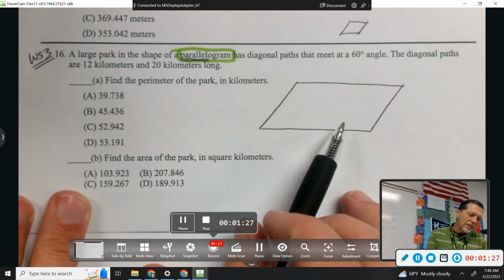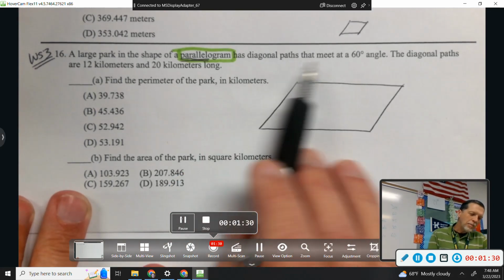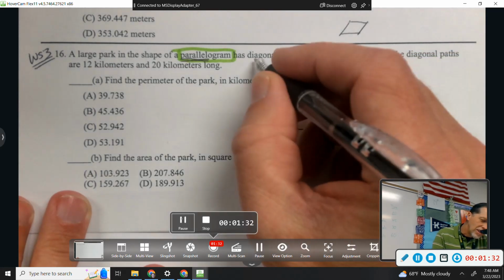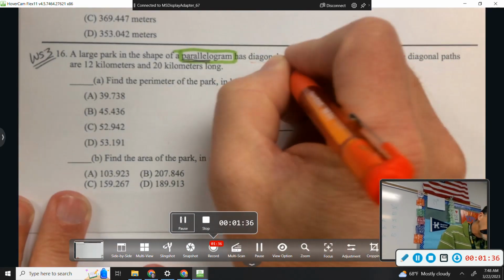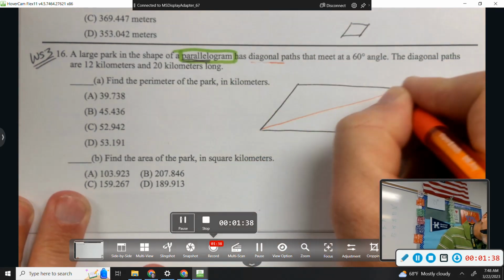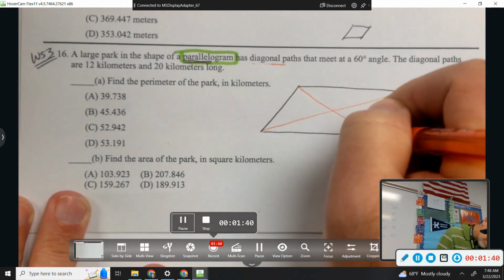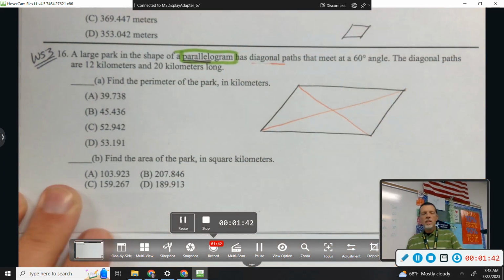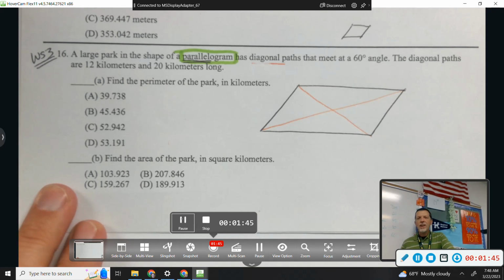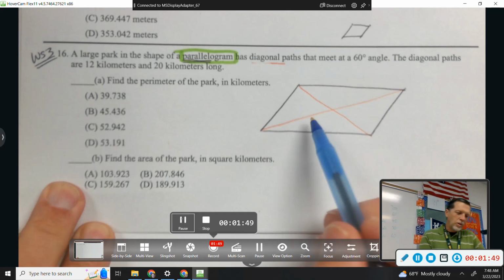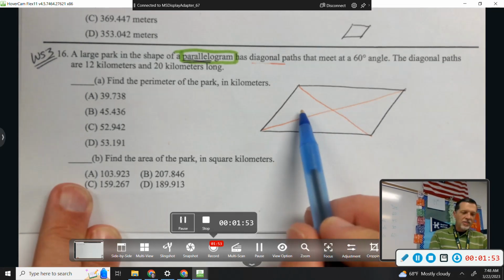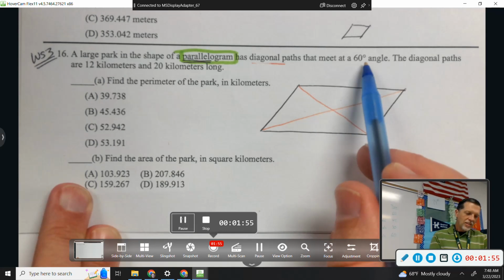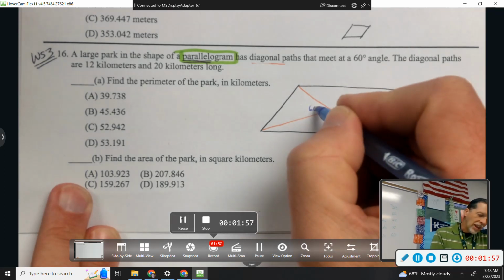So we got our parallelogram, diagonal paths that meet at a 60-degree angle. So let's draw some diagonals. At a 60-degree angle. Now it doesn't tell me which one's 60, but one of these is acute and one of these is obtuse, right? One's less than 90, one's more than 90. So the less than 90 one's got to be the 60.